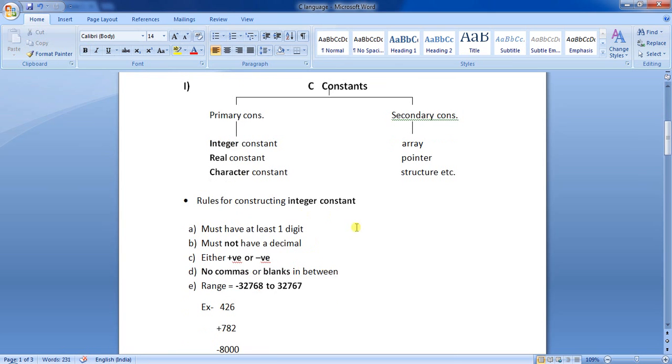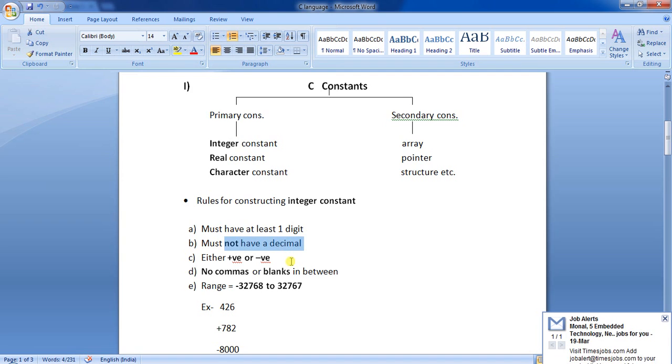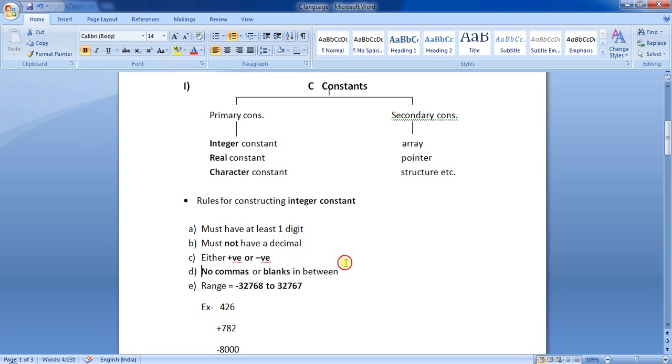There are some rules for constructing an integer constant. An integer constant must have at least one digit, and must not have a decimal. It should not contain any decimal. It can be either positive or negative, and no commas or blanks should be in between. The range of an integer constant is -32768 to 32767.